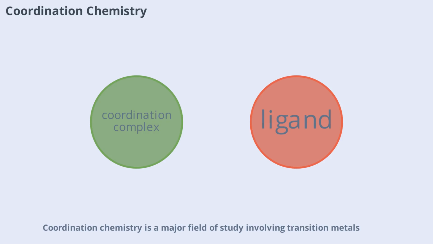Coordination chemistry is a major field of study involving transition metals. Here, metal ions bind to groups of ligands, forming coordination complexes with diverse structure and reactivity. These complexes are central to many biological processes and industrial catalysts, highlighting the versatility of transition metals.